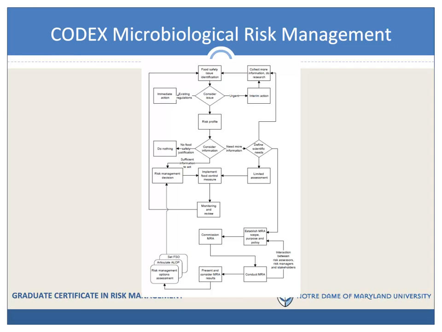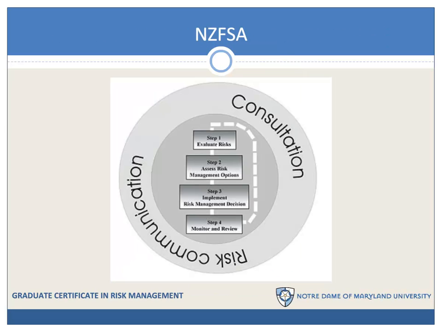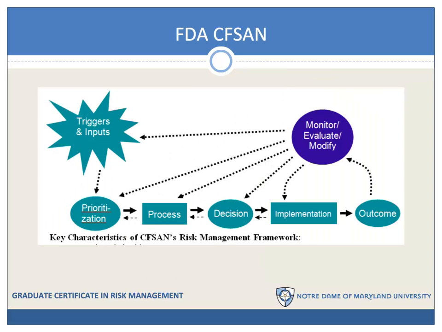Domestic and international food safety agencies are among the most progressive users of risk management. This is an early version of a generic food safety model developed by New Zealand. It's the basis of the generic model used in your text. The United States Food and Drug Administration Center for Food Safety and Applied Nutrition developed a risk management model specifically for its own use.